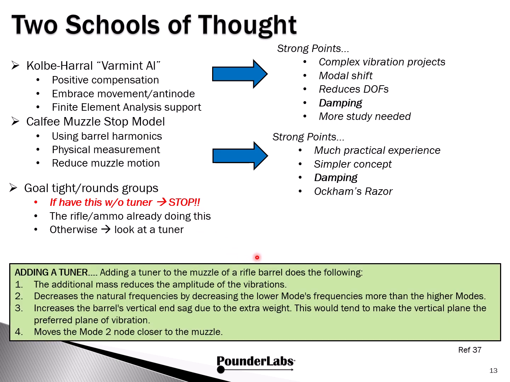By adding a tuner, it does the following. The additional mass reduces the amplitude of vibration, decreases the natural frequency by decreasing the lower mode frequencies more than the higher ones. We illustrated that on previous slides. And then we increase the barrel's vertical sag due to the extra weight. This would make the vertical plane the preferred plane of vibration. This goes all the way back to one of our earlier assumptions, and we told you how gravity plays into this. And then what we do is move mode 2 closer to the muzzle, thus making it a stopped model.